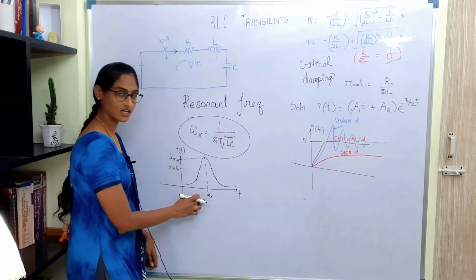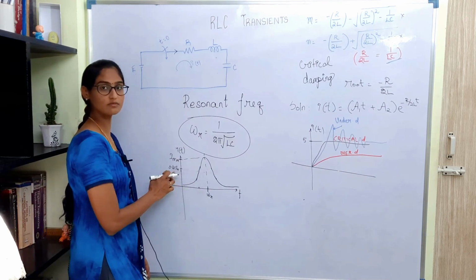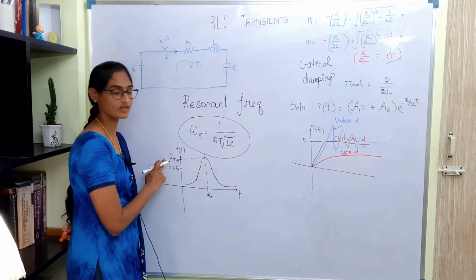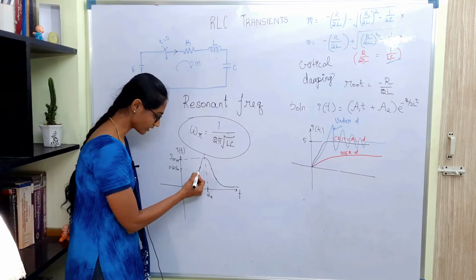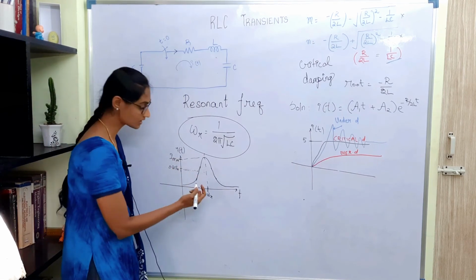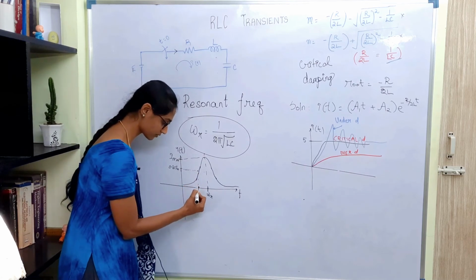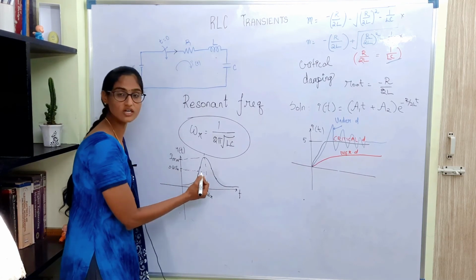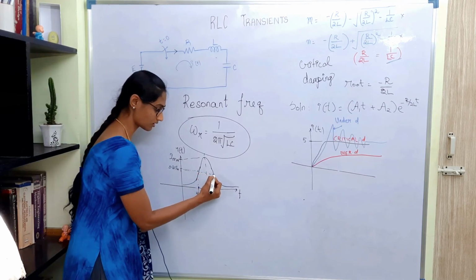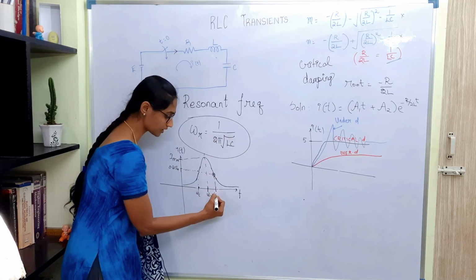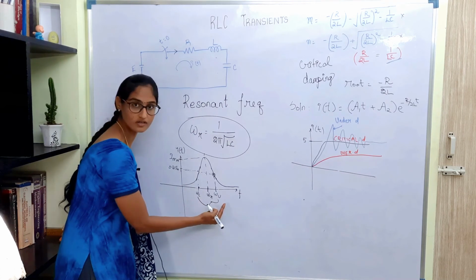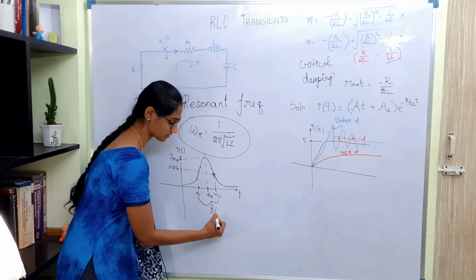Okay, and at resonance frequency, the response will be maximum, or the current that is supplied to the circuit will be maximum. At a lower frequency, when the current is 70% of the maximum current, this is called the lower cutoff frequency. And this current is also achieved at a frequency which is a little greater than resonant frequency. Here, this is called the upper cutoff frequency. And the gap between the upper and the lower cutoff frequency is called bandwidth.